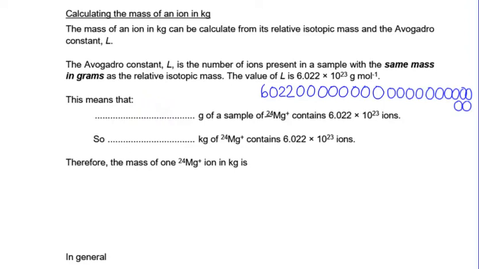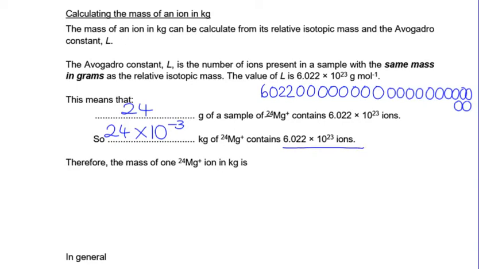So how do you turn grams into kilograms? So 24 grams would be 24 times 10 to the minus 3. I need to divide by 1,000 or times 10 to the minus 3 to get my number into kilograms. So how much would 1 weigh? So all of these together weigh this much.